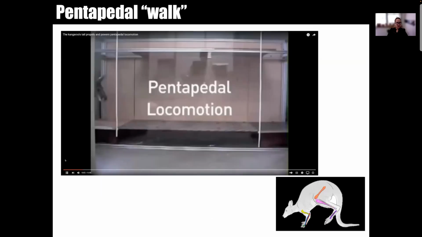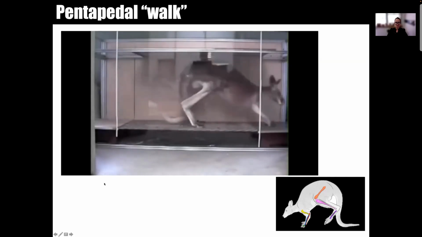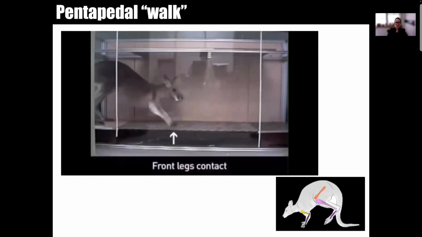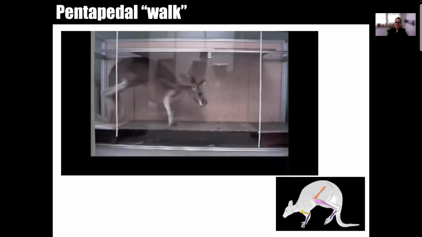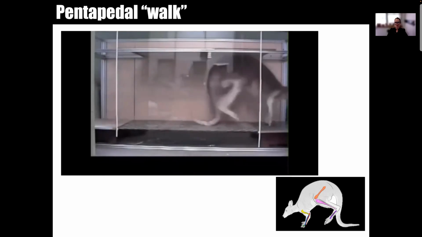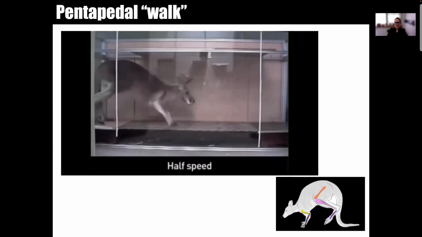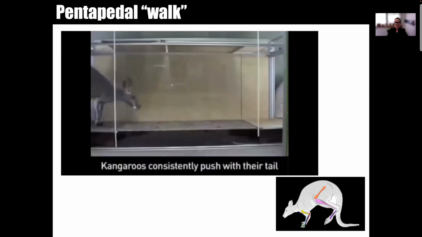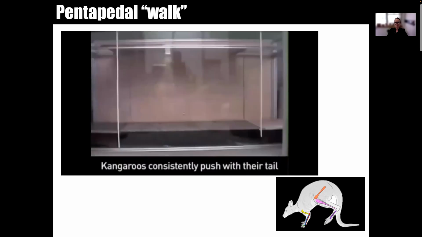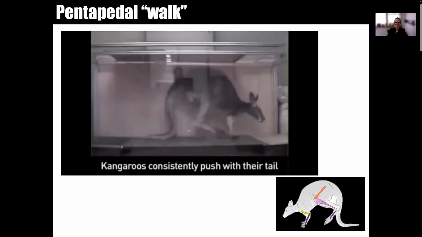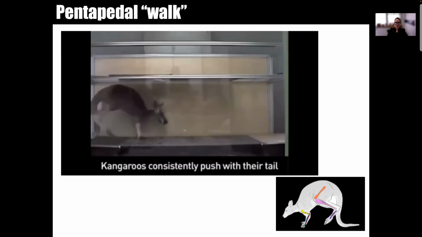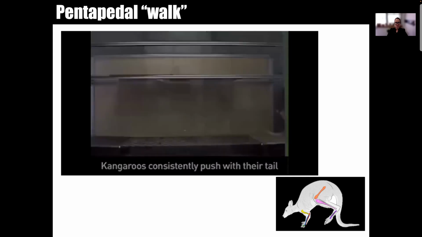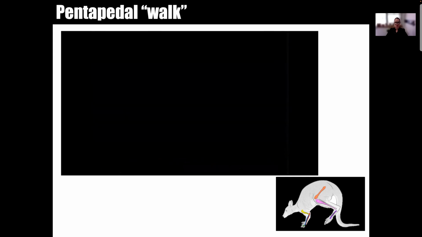I've just got a video here to show you this type of locomotion. So the video gives you some descriptions. Front legs make contact, tail makes contact, and then the hind legs come through. See at half speed. So they're consistently pushing with their tail as they're browsing on the ground for food. Or grazing on the ground for food, I should have said.